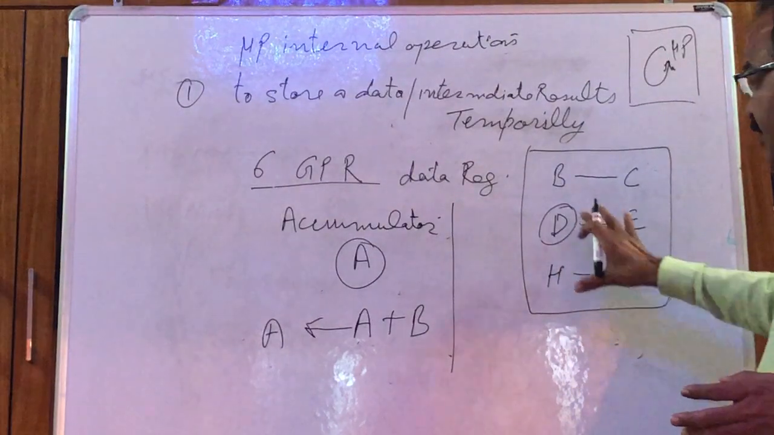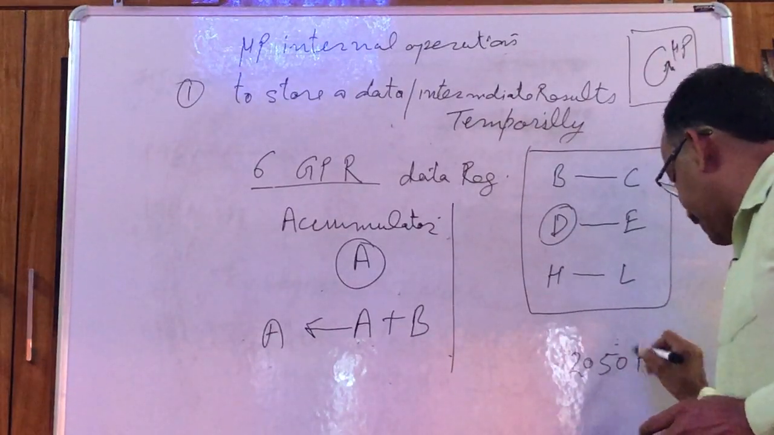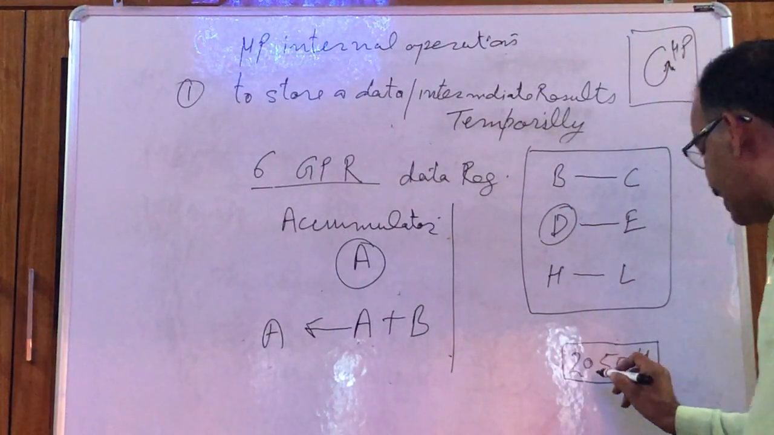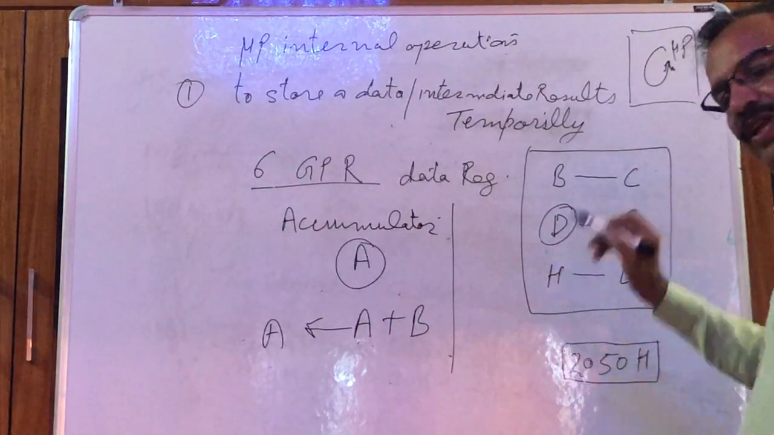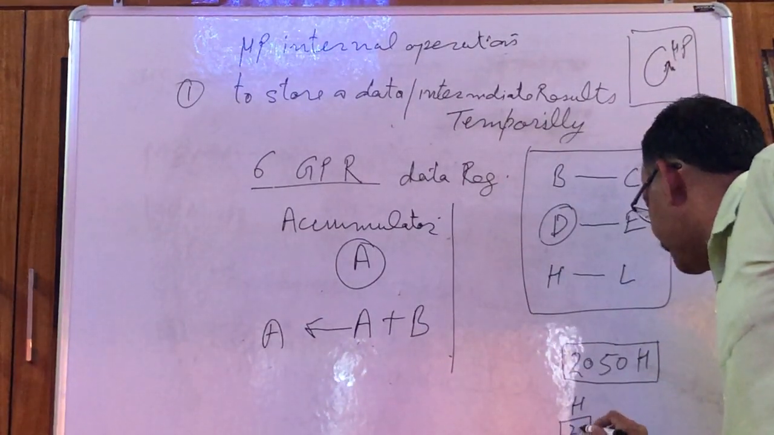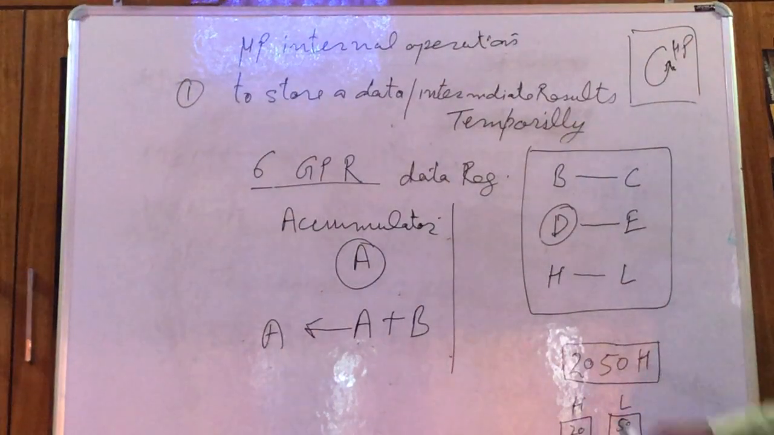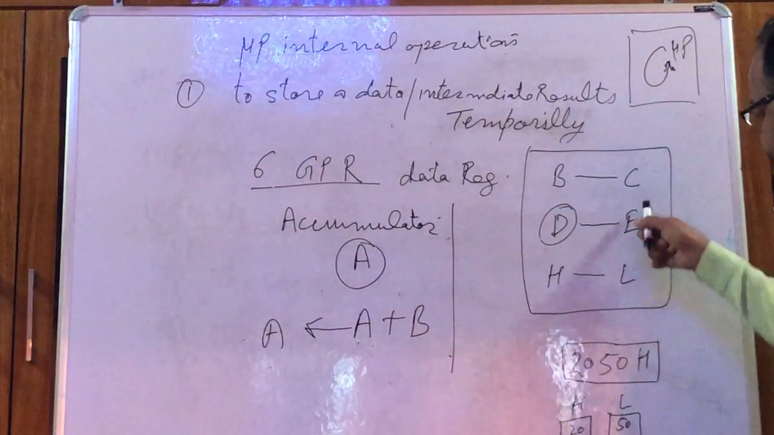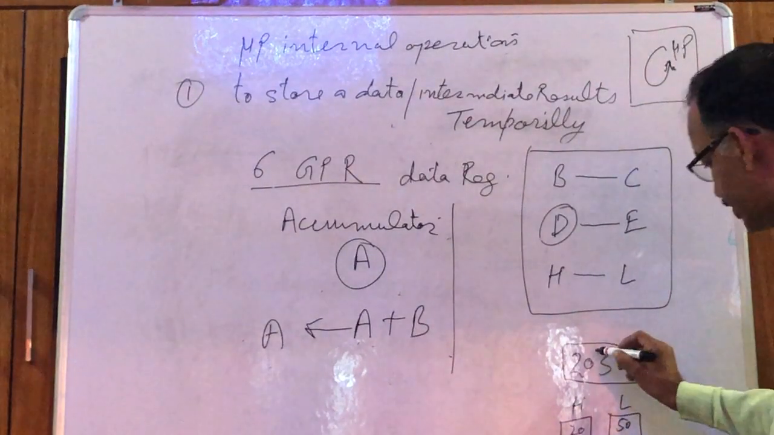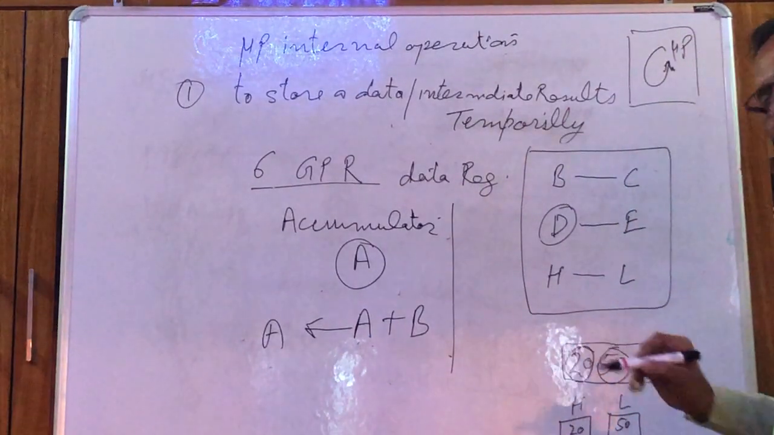Higher order means, for example, if the data is 2050 H, here H means it is hexadecimal data. If this data is to be stored in the HL register pair, then the H register will store 20, and the L register will store 50. Similarly for BC and DE. So B, D and H store the higher order data, that means the MSB byte, and C, E and L store the lower order data, the LSB byte.